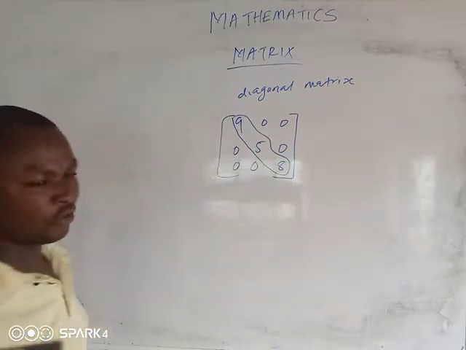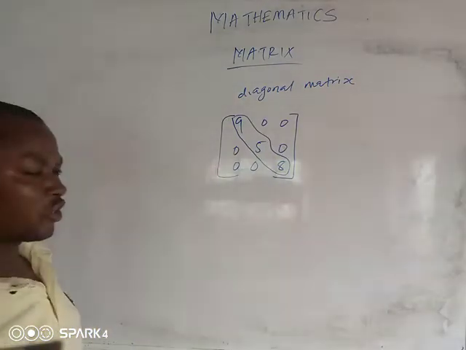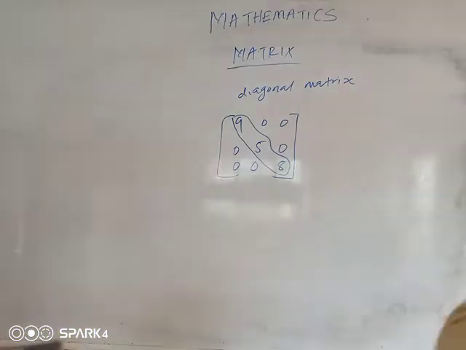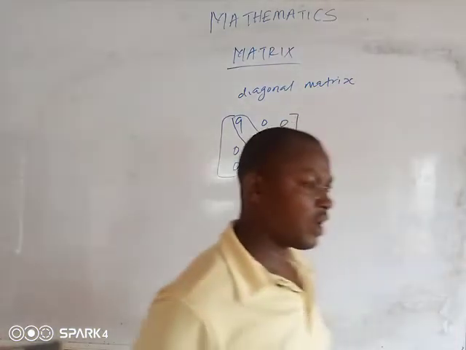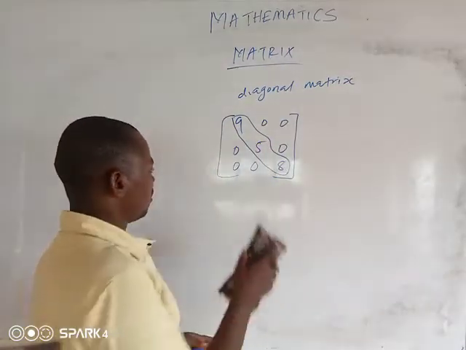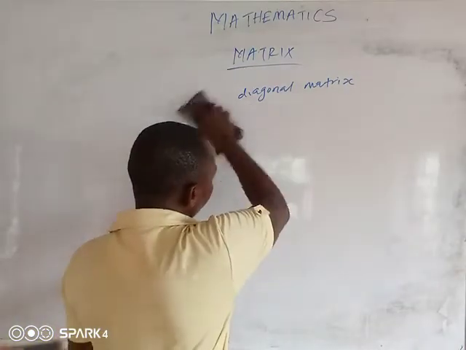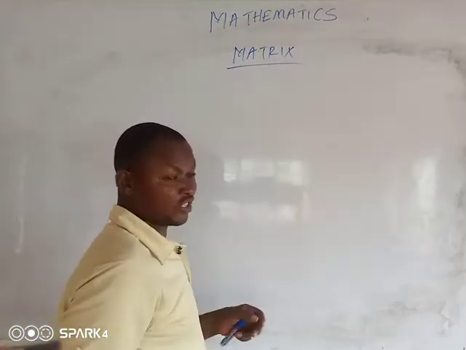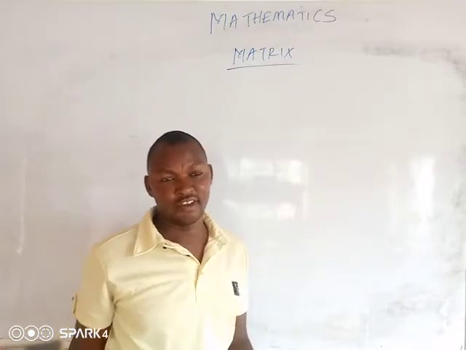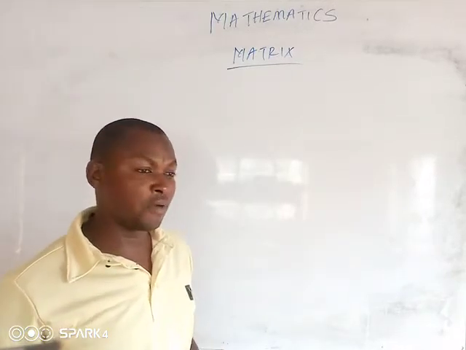This is the leading diagonal. So this is a diagonal matrix. Apart from the diagonal matrix, we can also have other types. And don't forget that a diagonal matrix is usually a square matrix. Yes, a diagonal matrix is usually a square matrix.